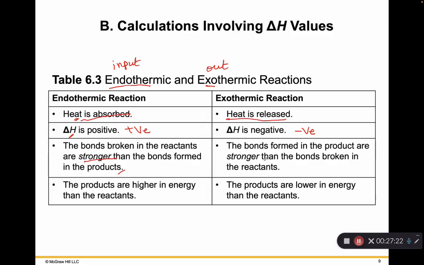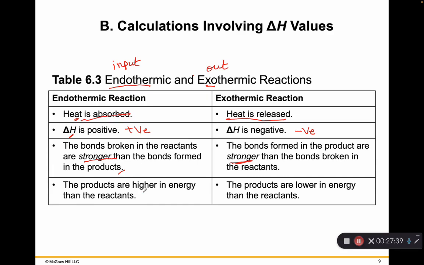In the case of exothermic, the bonds formed in the product are stronger than the bonds broken in the reactant. That's why the products are more stable, right? And delta H is negative.